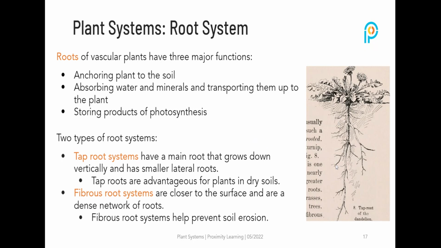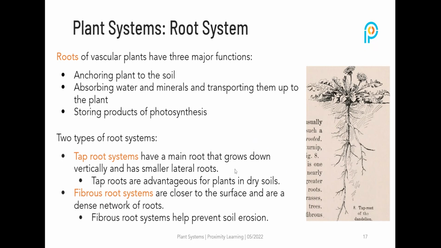The roots of vascular plants have three major functions. Number one, anchoring the plant to the soil; number two, absorbing water and minerals and transporting them up to the plant; and number three, storing products of photosynthesis. The two types that we've heard about in the video are the taproot systems and the fibrous root systems.